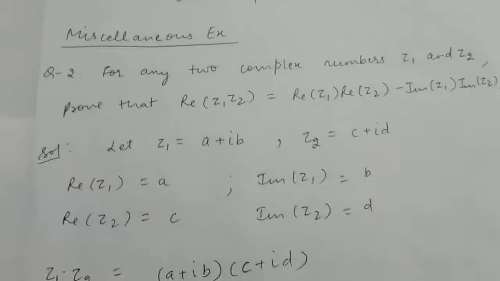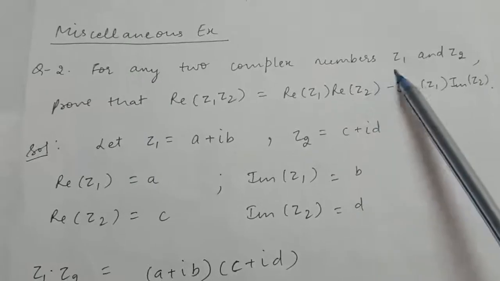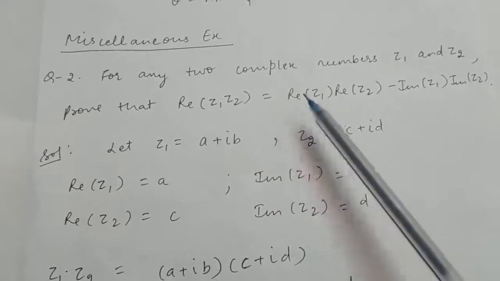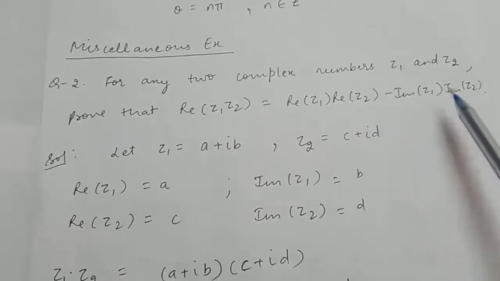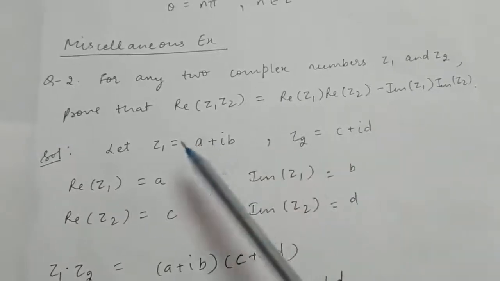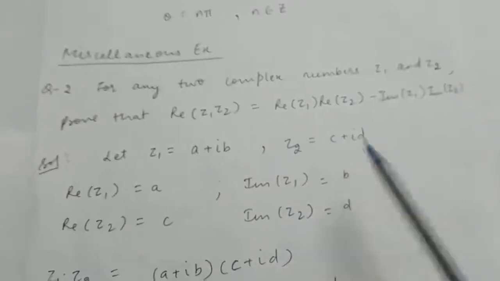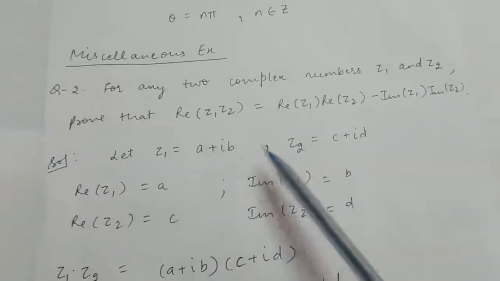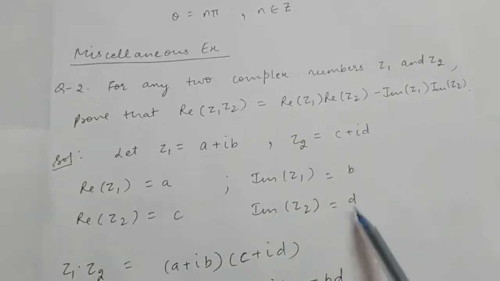Now we will discuss some questions of the miscellaneous exercise. So question second is that you have to prove that for any two complex numbers, real part of z1 z2 is equal to real part of z1 into real part of z2 minus imaginary part of z1 into imaginary part of z2. So this is very simple. For this, first of all, let the complex number z1 be a plus iota b, z2 be c plus iota d, right? Now the real part of z1 is a, the imaginary part is b, and the real part of z2 is c, and the imaginary part of z2 is d, right?